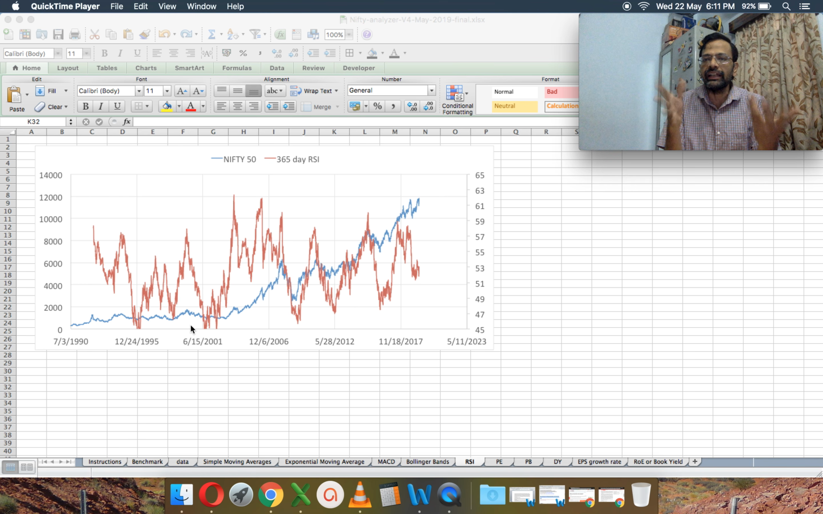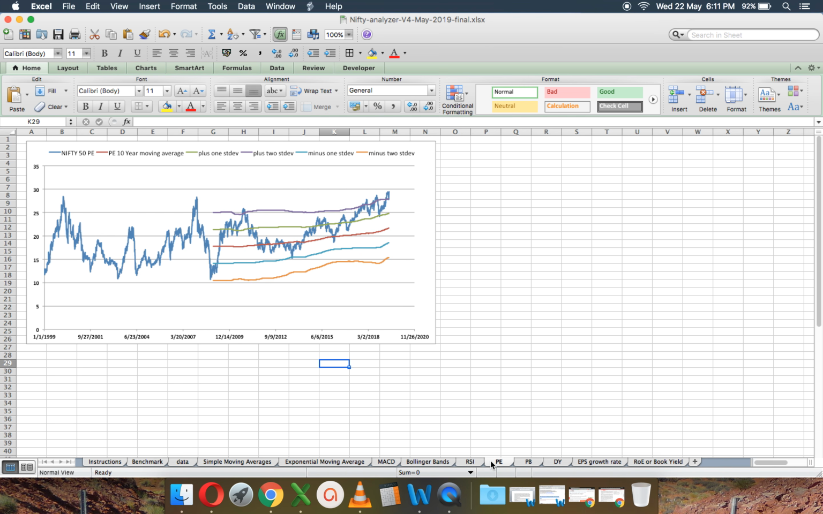This is just a momentum indicator because it tells you about the gains versus losses. So that's that. Now we move on to the price to earnings ratio. This is the Nifty price to earnings ratio.